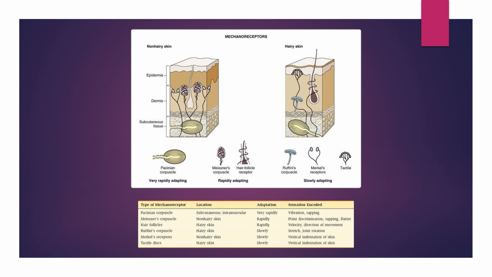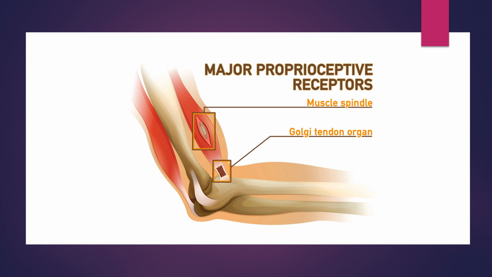And here, this is talking about the mechanoreceptors and the non-hairy skin versus the hairy skin. And you've got the different types of mechanoreceptors that calculate different information. And here you can see the major proprioceptive receptors, the muscle spindle and the Golgi tendon organ.